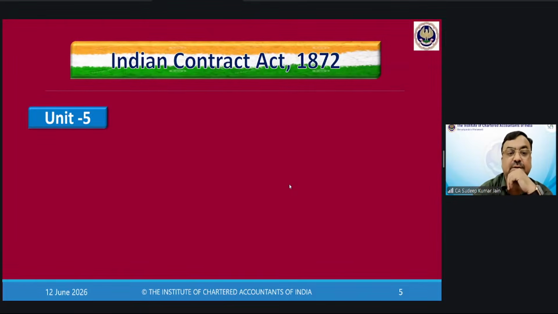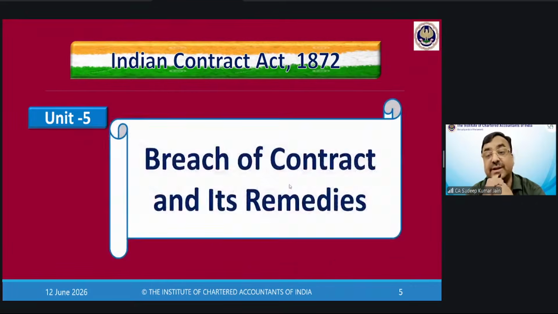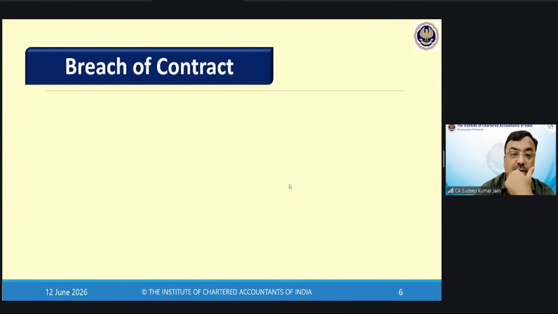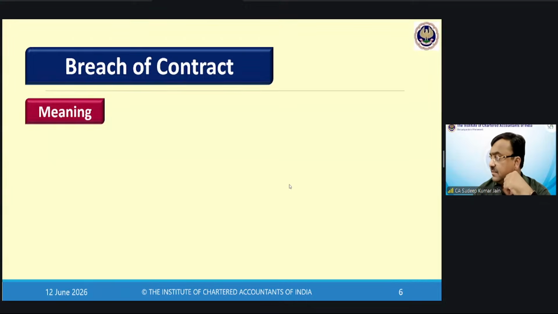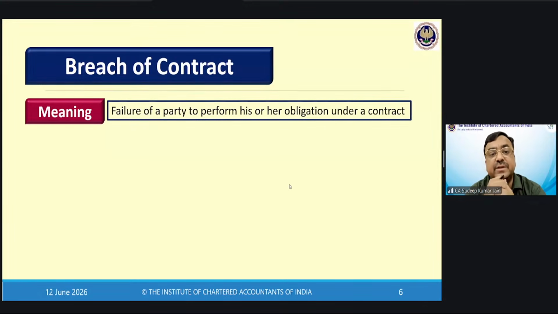Now the time to start unit number 5, breach of contract and its remedies. In this unit, first we have to read the breach of contract, then we will come to the remedies available in case of breach of contract. Breach of contract, in the last class we have also discussed. Breach of contract means failure of a party to perform his or her obligation under the contract. It means the party has not performed according to the contract.